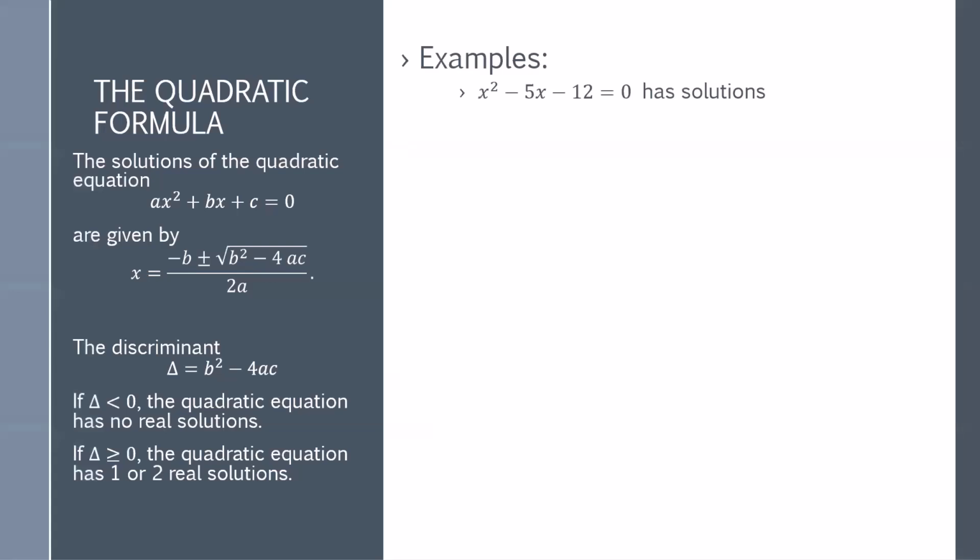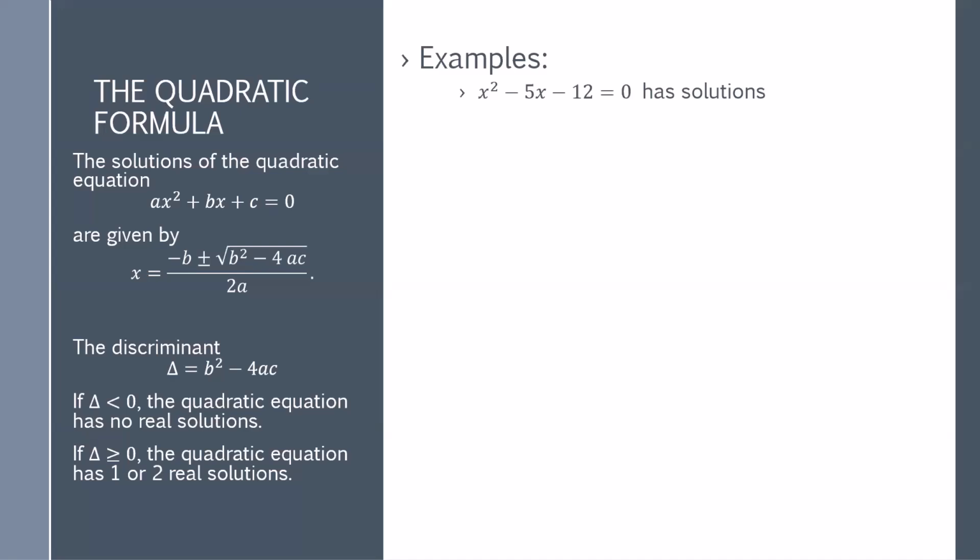Now, in the event that our quadratic ax squared plus bx plus c equals 0 is difficult to factor, then we can use the quadratic formula. Here, if ax squared plus bx plus c is equal to 0, then x has to be negative b plus or minus the root of b squared minus 4ac, divided by 2a. The term under the root sign is called the discriminant. If the discriminant is less than 0, then we have no real solutions. If the discriminant is greater than or equal to 0, then the equation has one or two real solutions.